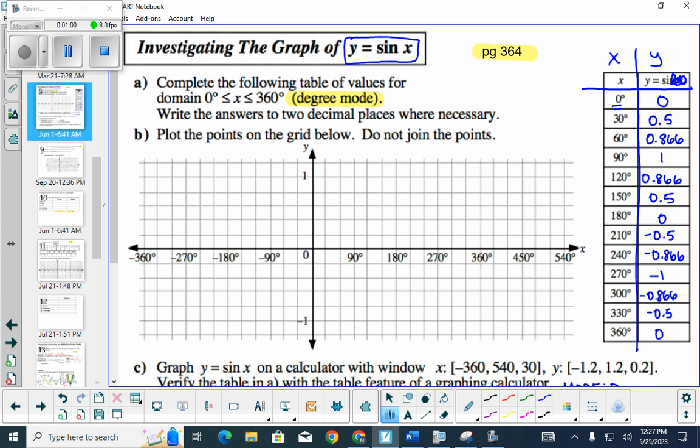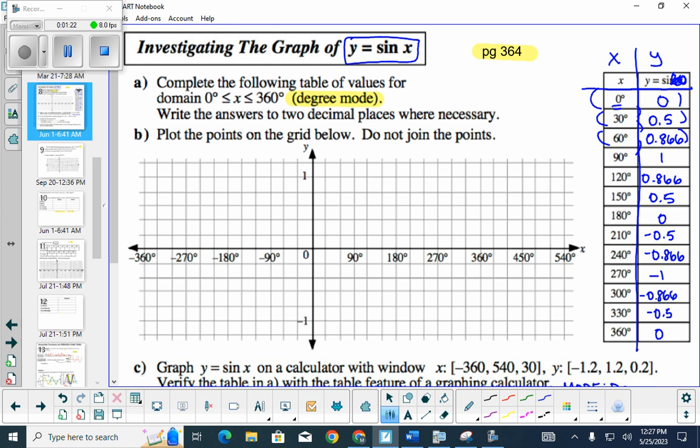So you don't need to know why those numbers are there or where they come from. You just need to know that these are just points on a graph. X comma y. That's all they are. So we're going to plot those points. So my x's here, and here's my y's.